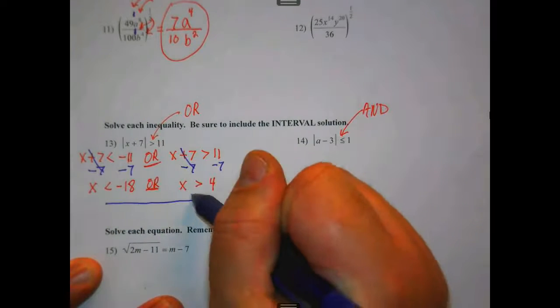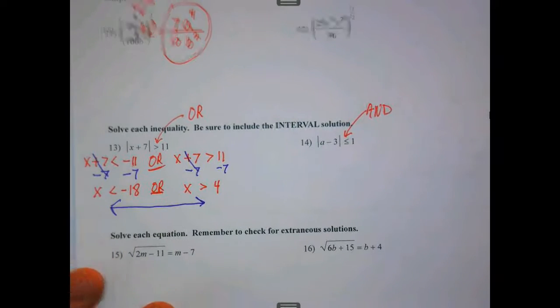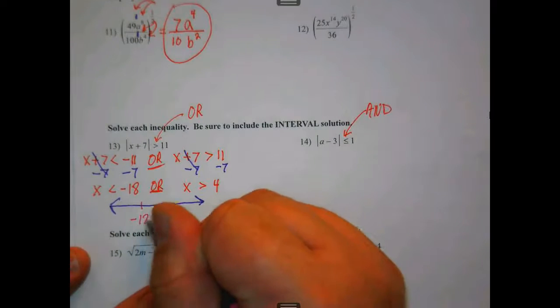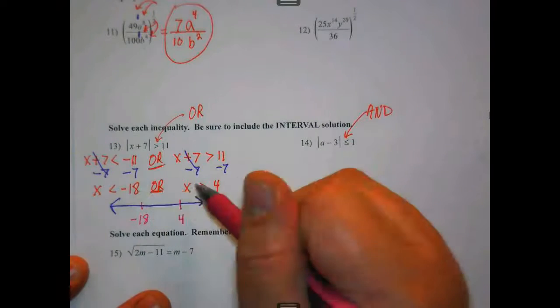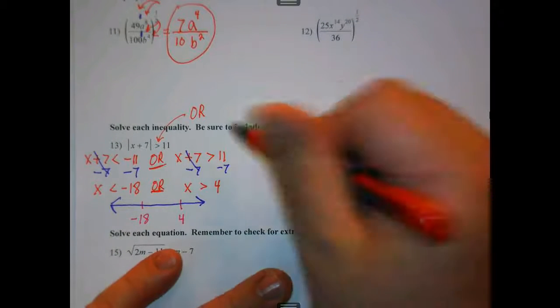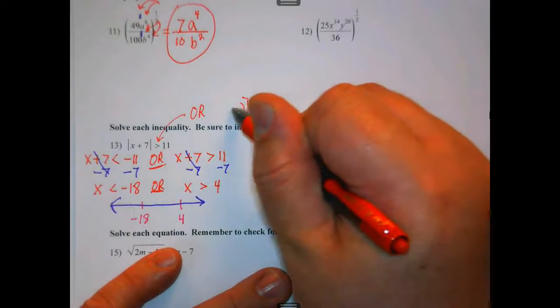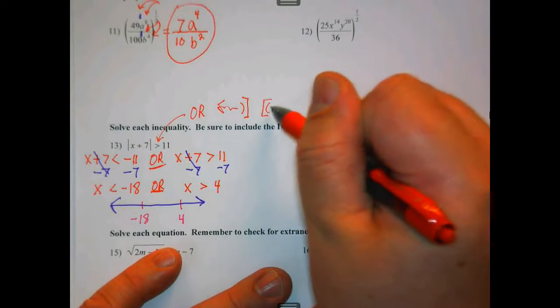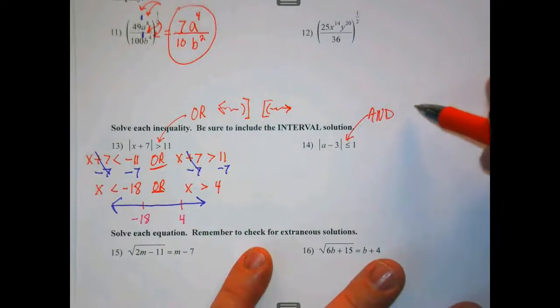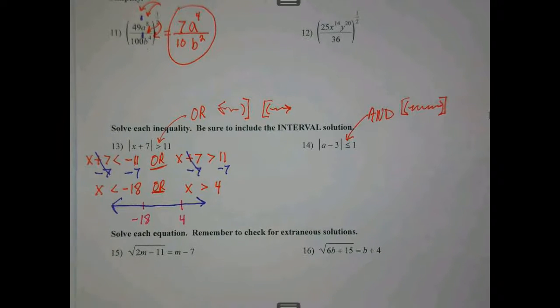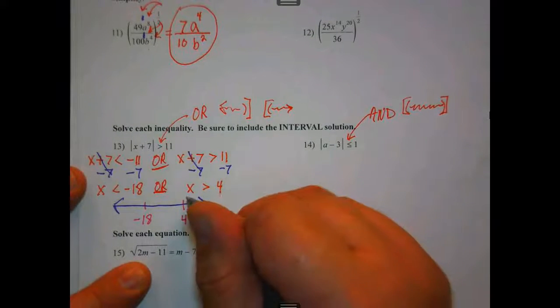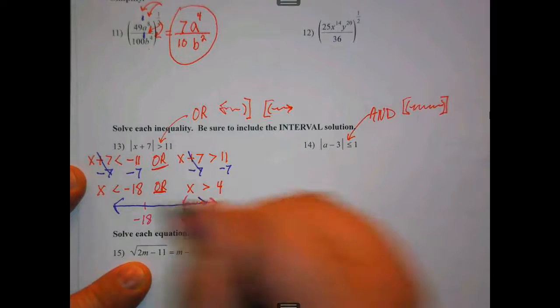See the number line. Small number is negative 18. Large number is 4. Parentheses because there's no equal sign with my inequality. By the way, OR statements are going to look like parenthesis, bracket, go opposite directions, right? And statements are in between. Bracket or parenthesis, depending on equal sign, and they shade in between. So I have a parentheses, opposite directions.